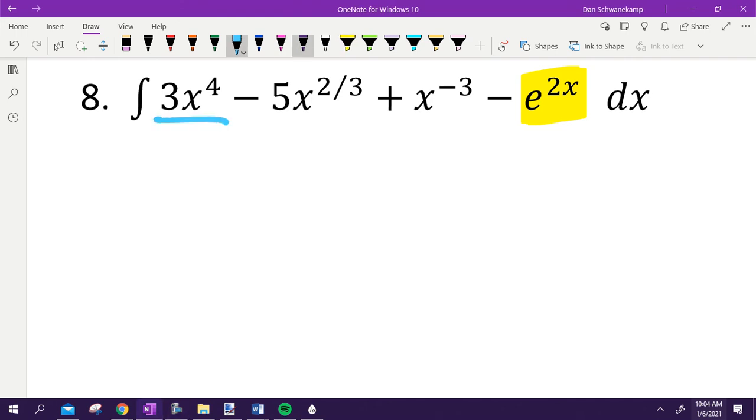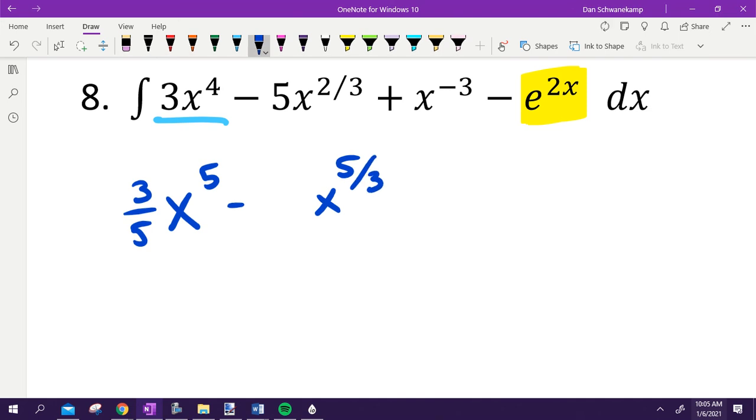3x to the 4th. So Ella, what's your new exponent going to be? 5. And then you got to divide by your new exponent. So what's your leading coefficient going to be? 3/5. Excellent. Harley, I got to add 1 to my exponent for x to the 2/3. So what's your new exponent going to be? Good. 5/3. And then you're dividing by your new exponent. Good, because you're dividing by the fraction, so you multiply by the reciprocal. The 5s would cancel.